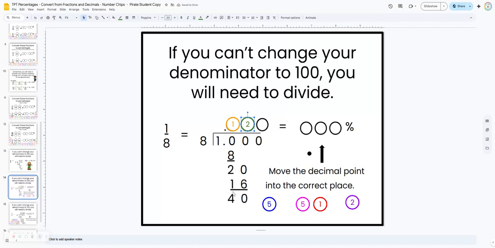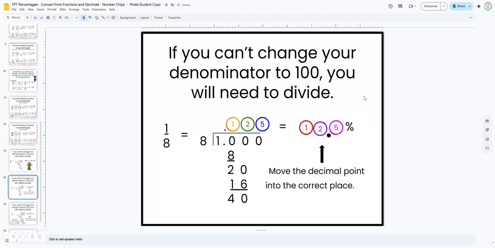Subtract, and it looks like this needs to be moved over. 4, and I bring down another 0. I get 40, so 8 times 5. 8 goes evenly into 40 5 times. So I get 125 thousandths. I'm going to move my decimal point 2 places to the right, and I get 12.5%.